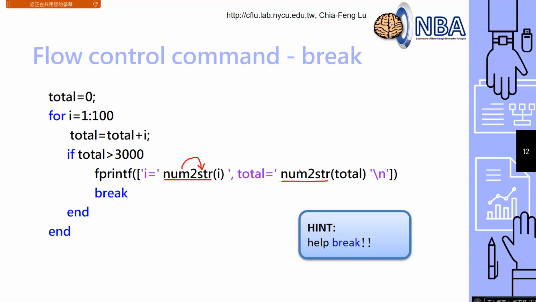And pretty similarly, you can see this one. I convert the value of total from number, or from double, to string format. Okay, so it's pretty similar. Normally, if I just finish all 100 iterations of this for loop, I will get the total value, I think it should be 5,050. But if I add this if condition right here, once the total value is larger than 3,000, I will print out a message right here, right? And then you see some cute guy right here, break. What would happen? Let me do this for you.